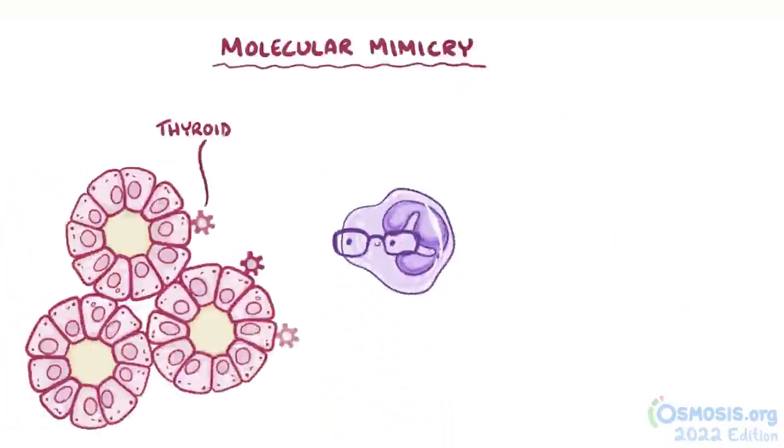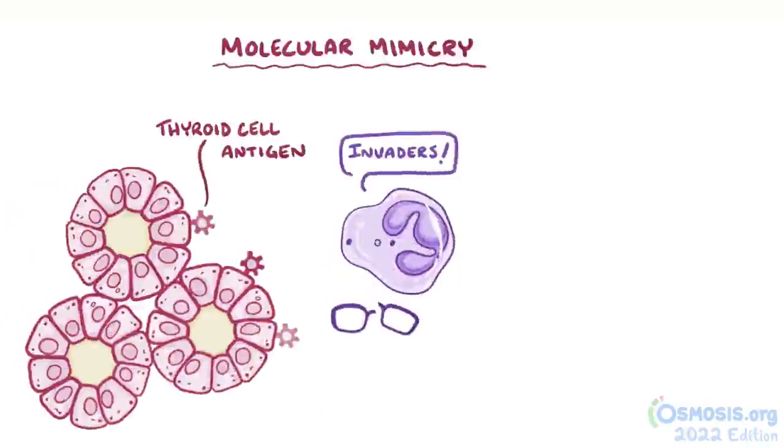Ultimately, the reason our immune system might attack the thyroid is molecular mimicry, where thyroid cell antigens look so similar to antigens of foreign invaders, like viruses, the immune cells actually confuse the two. Anytime this happens, the body's cells earn the name of autoantigens.